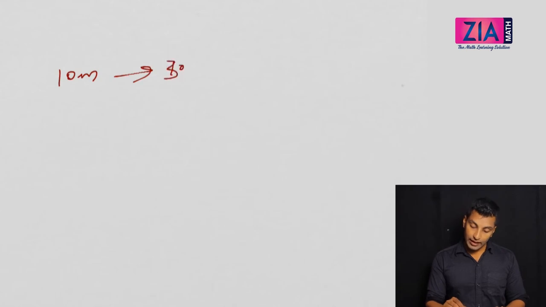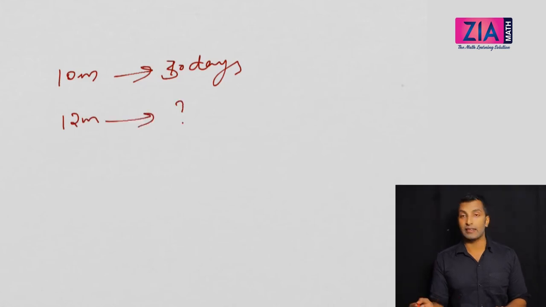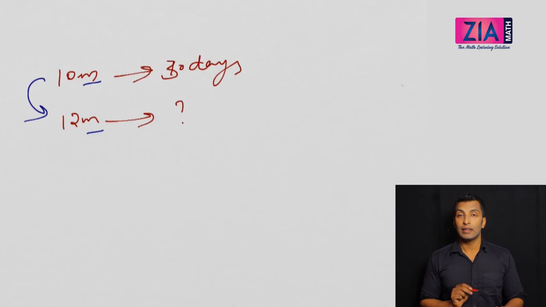Or let me give you another way. 10 men can finish the work in 30 days. Then 12 men can finish in how many days? The only thing here is men. The assumption is that the efficiencies are equal. What happened? The number of men increased. So overall efficiency is increased. So what will happen to the time taken?